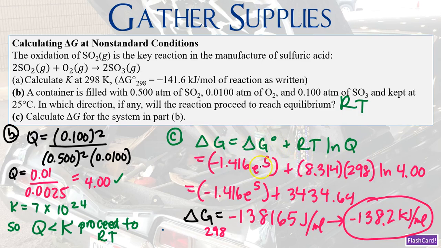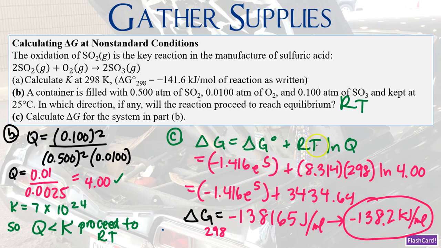Now, we have to consolidate here because we have to look at units. Again, our delta G naught is given as kilojoules per mole. I automatically just put this into joules per mole here, folks. So I multiplied that number by 1,000. That's how I got negative 1.416 times 10 to the 5th joules per mole.